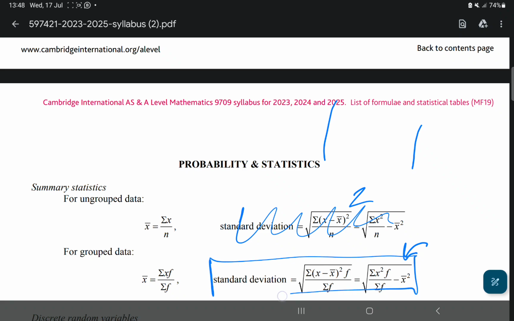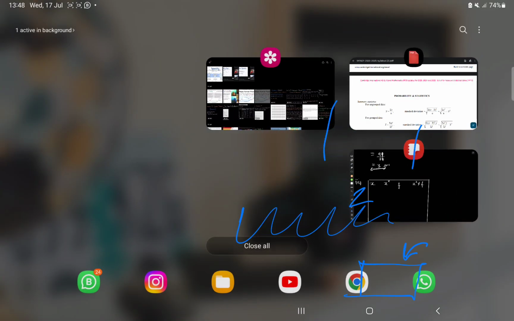And on the second one, we use the second one of the second one. So we use this one, right? That's the calculation version. That's the one we're going to use. It is the summation of x squared f over the summation of f, minus x bar squared, right? So let's go ahead and put it. So it's going to be, sorry for this.